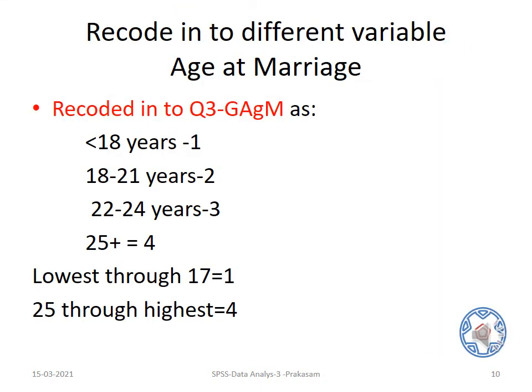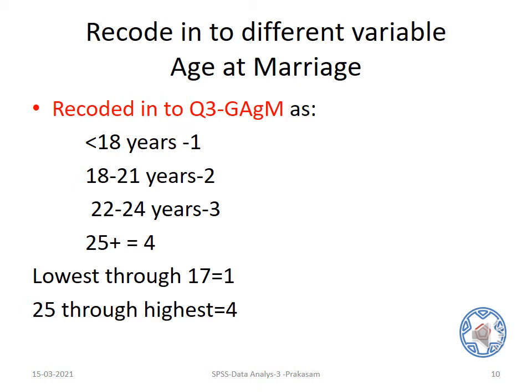Here I will show you how to recode into a different variable, the age at marriage. When you look at the class intervals of age at marriage, less than 18 years equals 1, 18 to 21 years equals 2, 22 to 24 equals 3, and 25 and above equals 4. That is what we want to code.